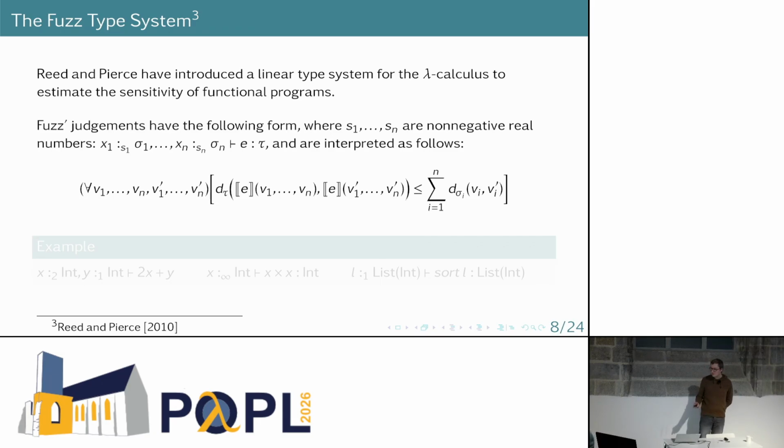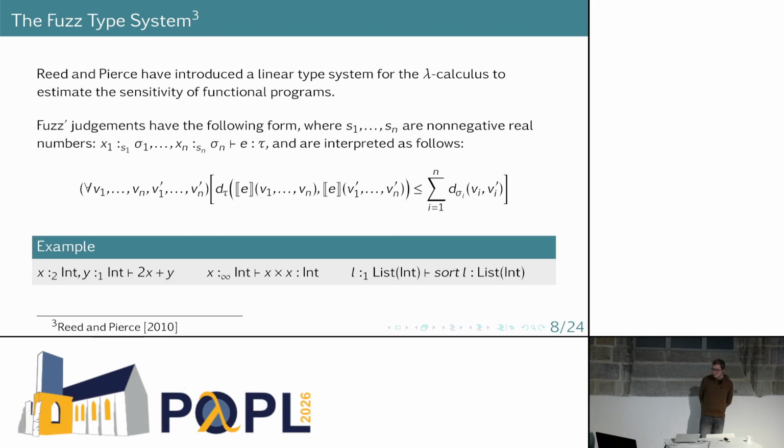So here are a few examples of sound judgments. The first one says that a linear function in two variables has a number of times each one is used, as in linear logic. For the square function, as I was saying earlier, it's infinitely sensitive in x. And if you want a more complex example, because in their language you have recursive data types, you can deal with lists, for example, and sorting is actually one sensitive. And you can prove that in the system.